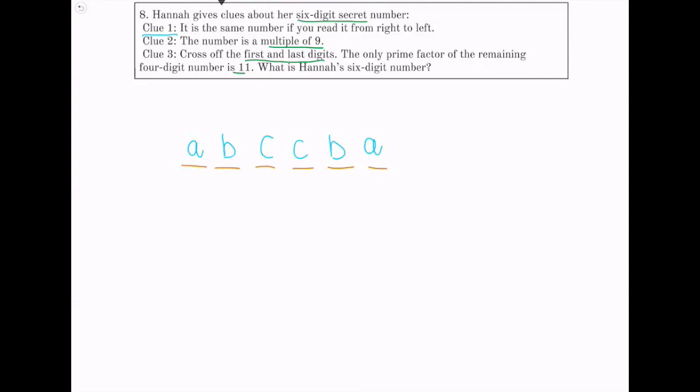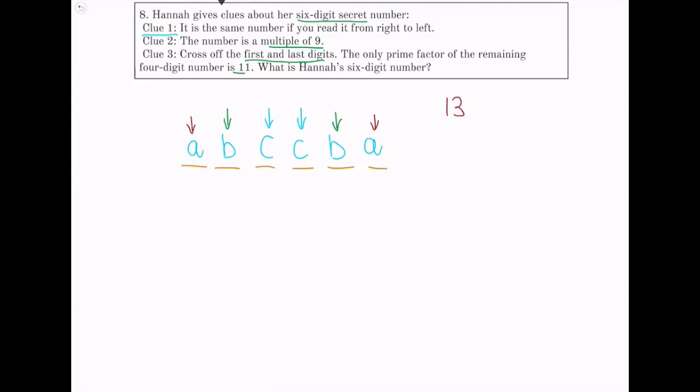Right? Because it has to be the same left and right. So that means these 2 digits have to be the same. These 2 digits have to be the same in order for it to read the same left and right. And these 2 digits. And not all numbers have this form, if that was unclear, like 13.